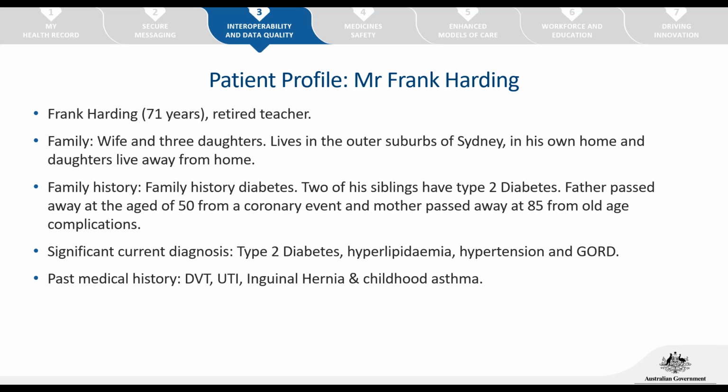So as we can see with Mr. Harding, he is 71 years of age. His significant current diagnoses are type 2 diabetes, hyperlipidemia, hypertension, and GORD. And his past medical history is DVT, UTI, inguinal hernia, and childhood asthma.